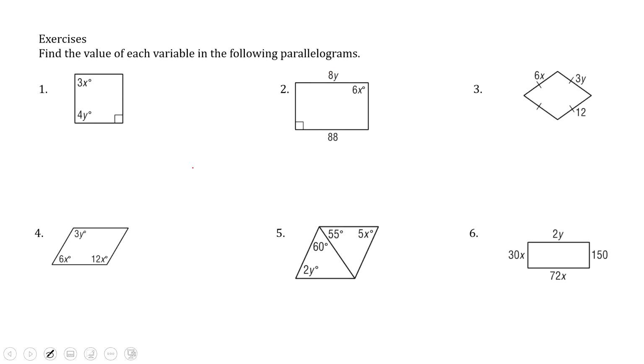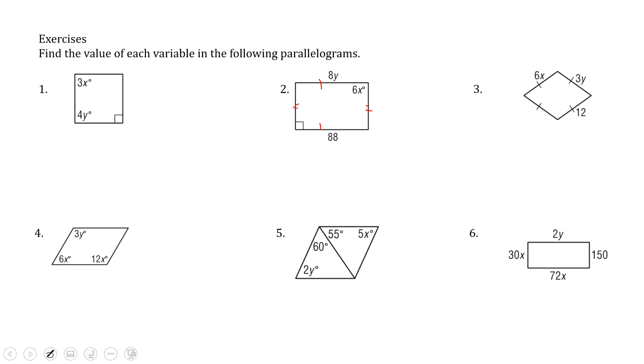Again, your examples. It's 4 problems. We're just finding the variable, finding what x and y need to equal. Use the rules. Opposite sides are congruent. Opposite sides are congruent. Opposite angles are congruent. Plug your answers in that puzzle and connect.